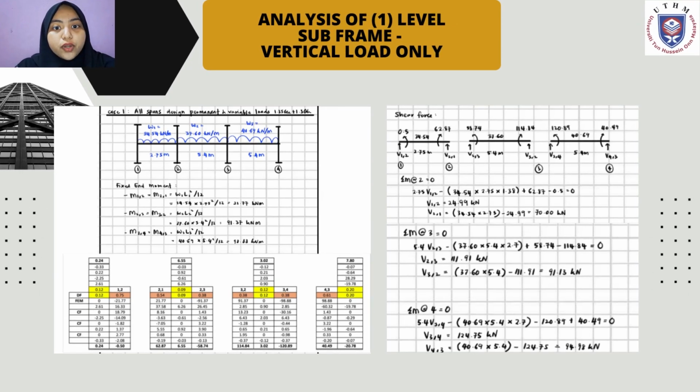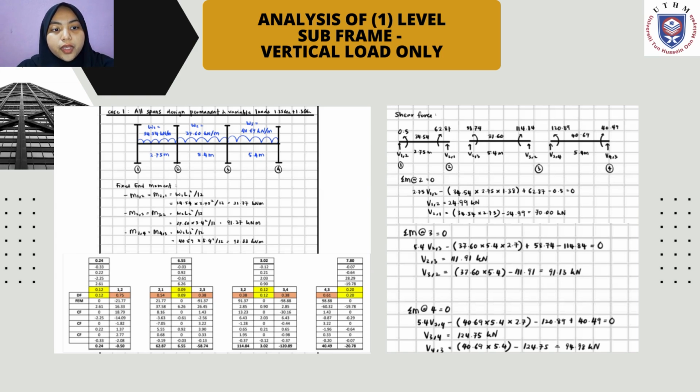And then the analysis of one level subframe will proceed with the case 1. So for my part, I calculate the analysis, which is using case 1. All span design is permanent and variable load. All design permanent and variable loads is 1.35 GK plus 1.5 QK for the W calculation. And then we have to determine the fixed end moment from each joint or column.